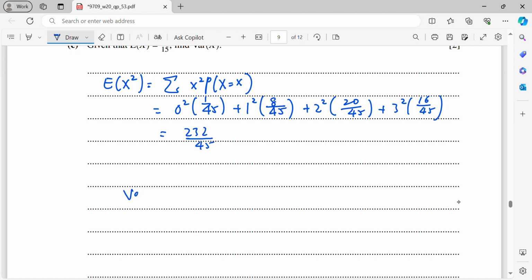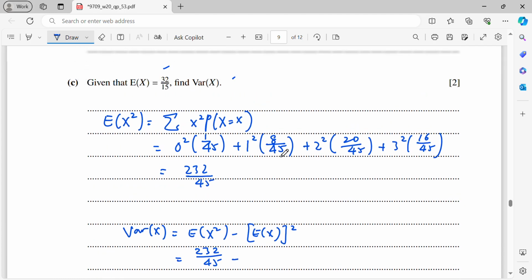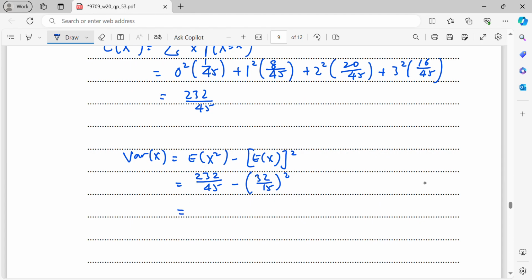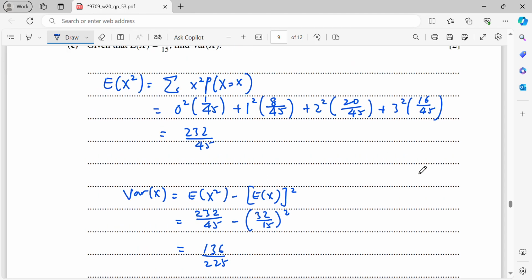Okay, so lastly, variance of x is E(X squared) minus square of the expected value. So this is going to be 232 over 45 minus the E(X), which is 32 over 15. So this is going to be 136 over 225. So that's the solution of this variance.